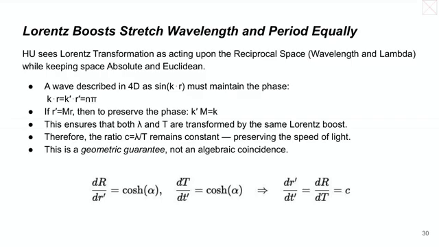This means that both the wavelength and period are stretched by the same Lorentz factor, and so their ratio, the speed of light, stays unchanged. This isn't just a mathematical trick, it's a consequence of the geometry of the WHO model. It shows why light speed is invariant across inertial frames. We're no longer appealing to the invariance of Maxwell's equations as an axiom, we're seeing it emerge from 4D geometry.